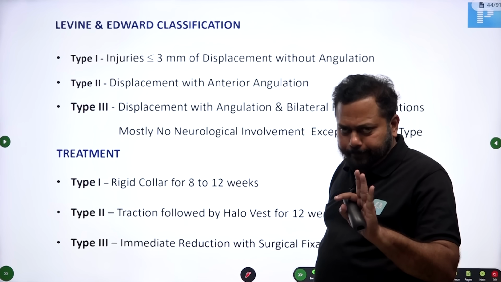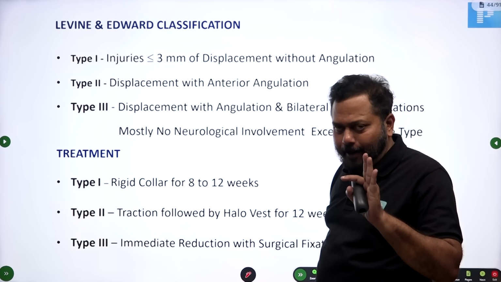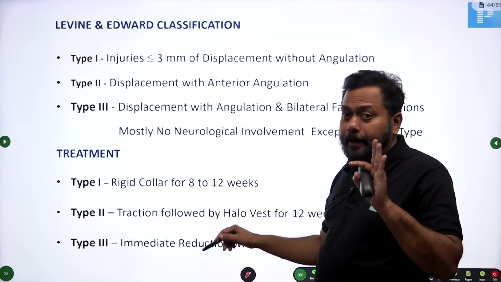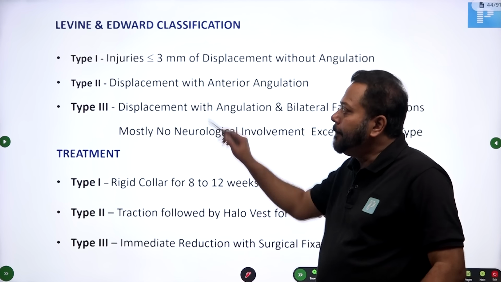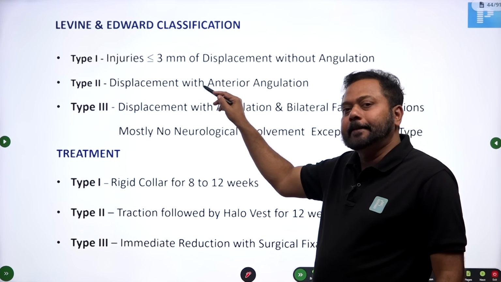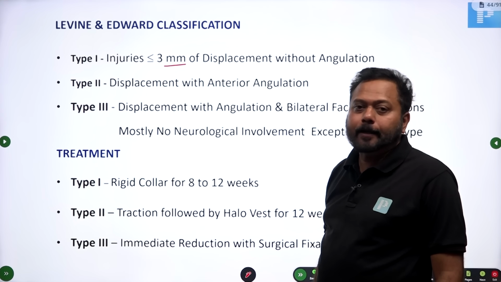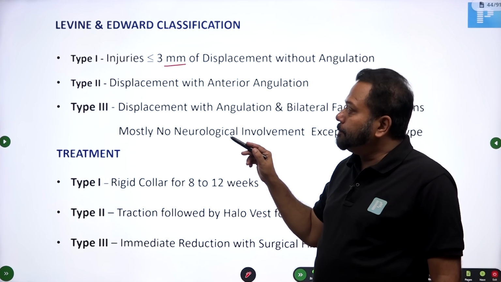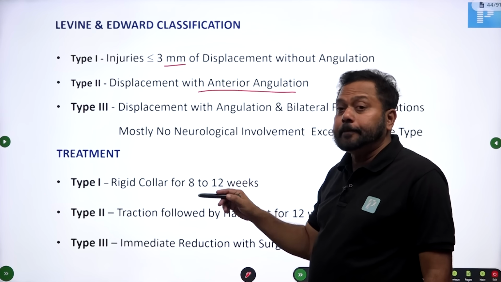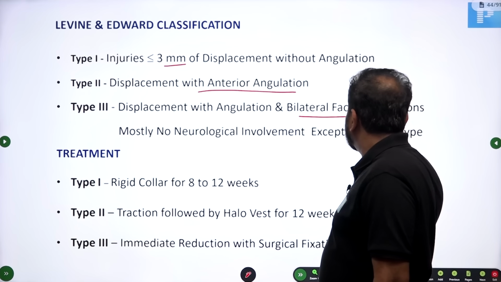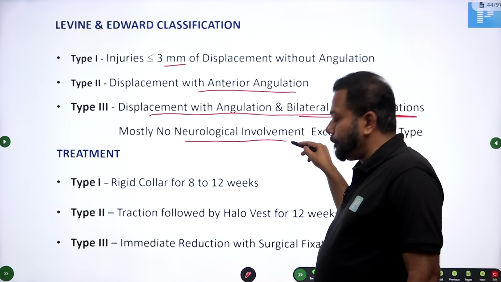Levine and Edwards classification, don't get scared. Type 1, type 2, type 3. Just remember, type 1 is the mildest form, type 3 is the worst form. Only when we know what type, then only we can plan for management, because they will ask what is the treatment for hangman. Simply we can't say one answer. 3 different answers are there. Type 1, displacement less than 3 millimeters, there is no angulation. Type 2, displacement more than 3 with anterior angulation. Type 3, the worst form, bilateral facet dislocation with angulation. Okay, neurological deficit can happen in type 3.